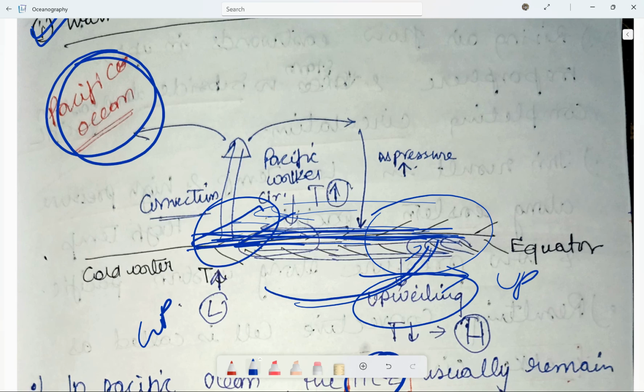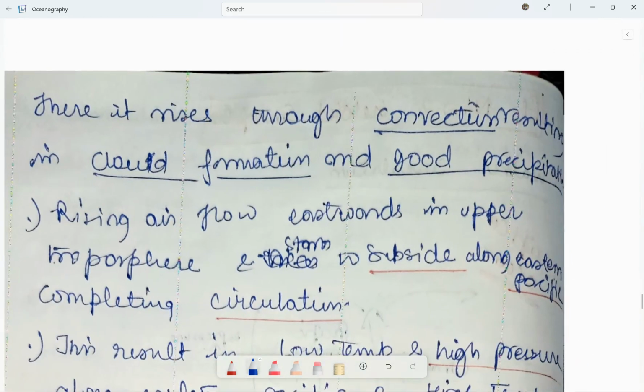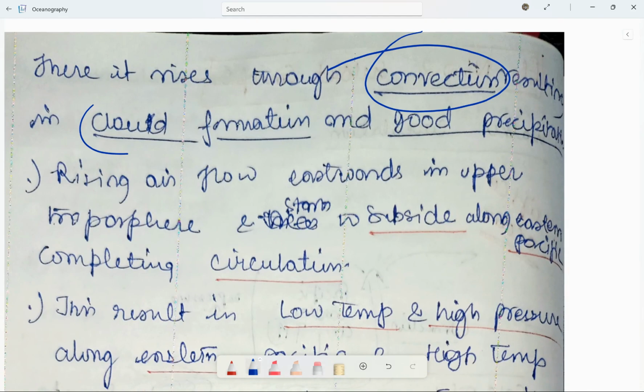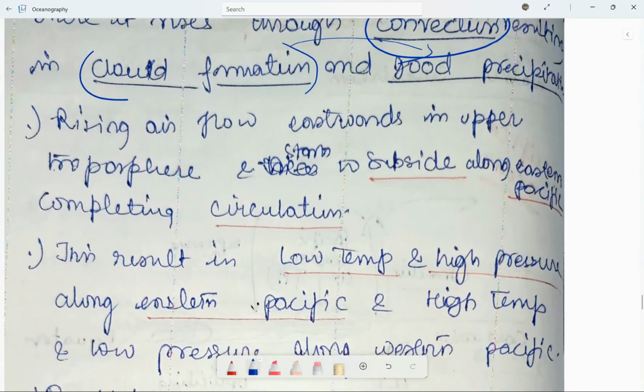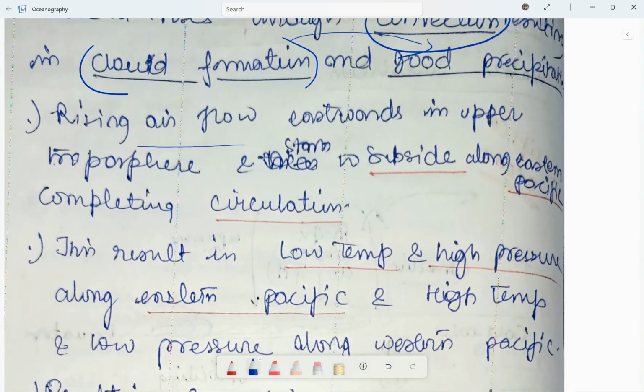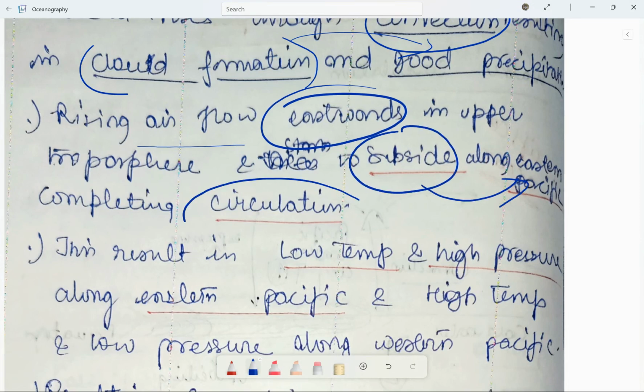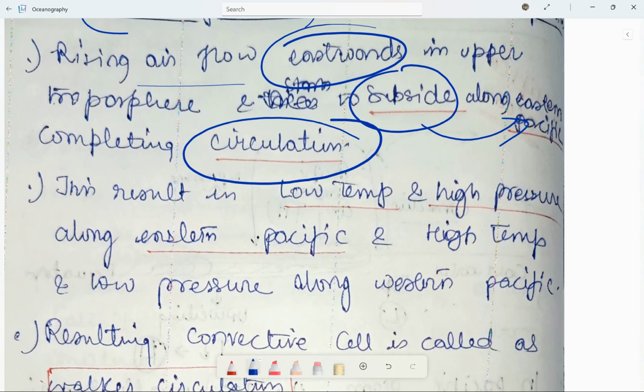Now, as the convection reaches the troposphere, it starts to diverge, and by the time it comes near the center or the eastern Pacific, it subsides because of the temperature. So this rises to convection, which is resulting in cloud formation. बहुत ज़्यादा बारिश होगी. The rising air flows eastwards in the upper troposphere and it starts to subside along the eastern Pacific. The circulation complete होता है and that circulation, that convection cell, is called as Walker circulation.